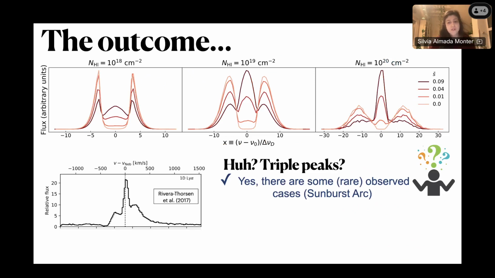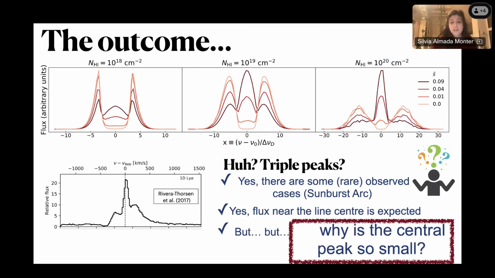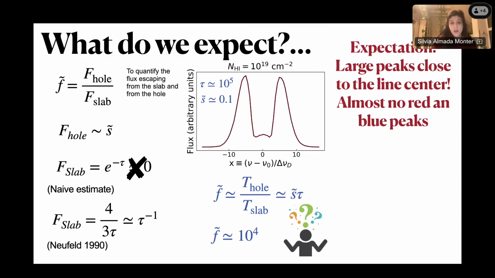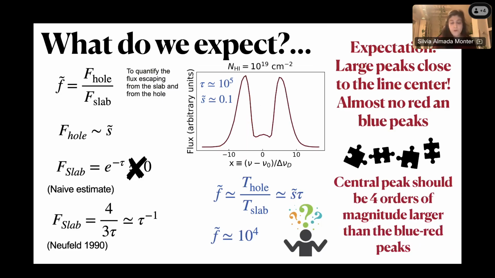Of course, there are some very rare cases of observed triple peaks. For example, the Sunburst Arc is the most famous one. There is some flux near the line center, which is expected, but we are not expecting the central peak to be so small. We are expecting something like this, going back to this slide. However, we got this. Of course, there is some puzzle here that we did not understand, because this central peak should be 4 orders of magnitude larger than the blue and the red peaks. Yet, we see something in the center which is not even close to being 4 orders of magnitude.